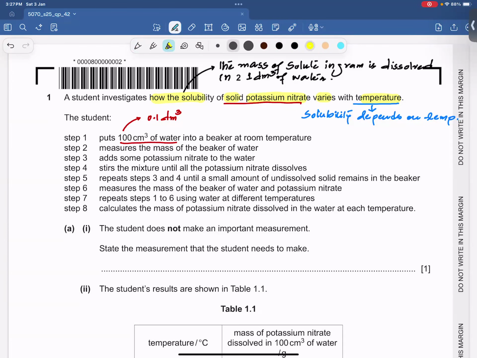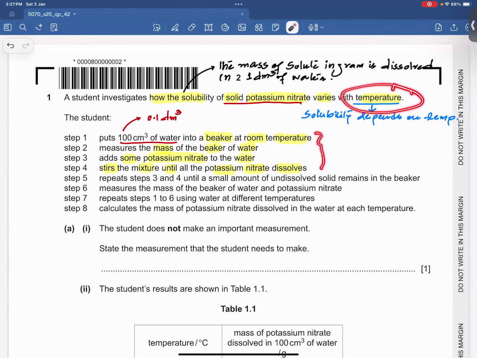So what the examiner is doing is, 100 cm cube of water is put into the beaker at room temperature. Measure the mass of the beaker of water, add some potassium nitrate to the water, stir the mixture until all the potassium nitrate dissolves. Okay, since solubility is temperature dependent, you note that in these steps, the examiner has not shown any sign of temperature, right? He hasn't shown any temperature reading, which means we need to determine the temperature when we add potassium nitrate into the beaker. Okay.